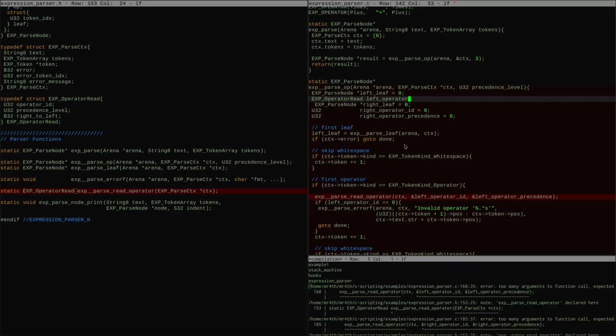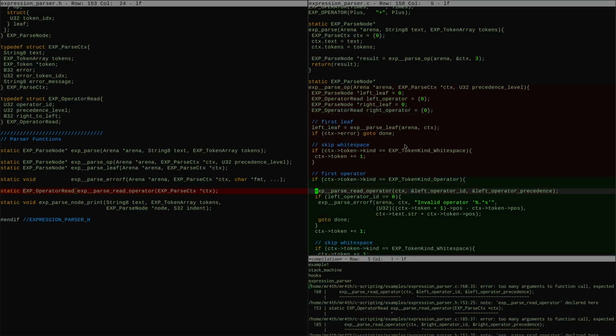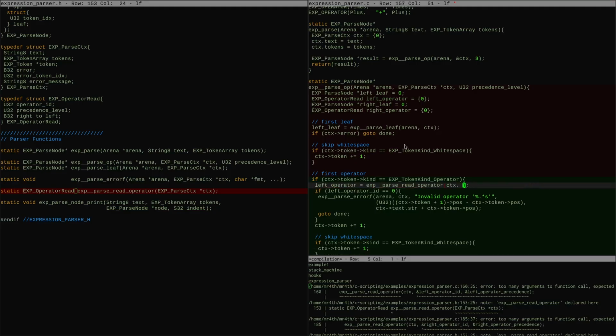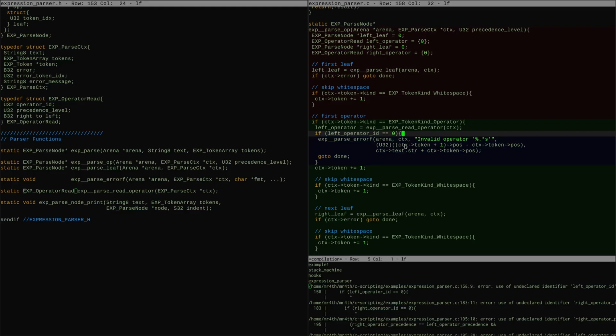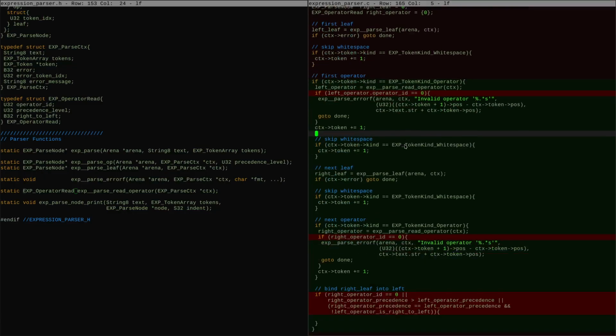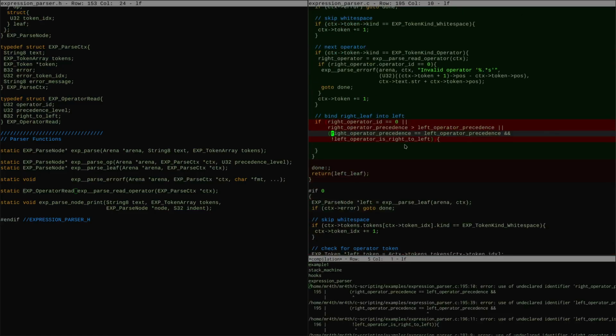Left operator, right operator. So this will go left operator equals, and then da-da-da-da-da. And this will go right operator equals, da-da-da-da-da. Left operator dot operator ID, if right operator dot operator ID.